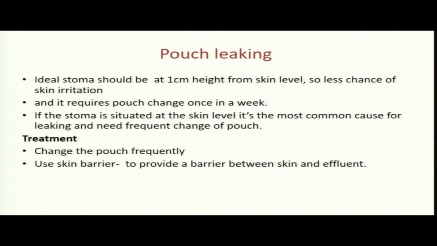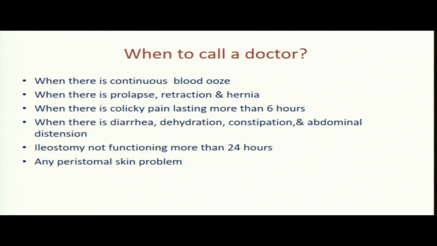If we can see a pouch leaking, the ideal stoma should be at 1 centimeter height from the skin level. So, there is less chance of skin irritation, and it requires pouch change once in a week. If the stoma is situated at the skin level, it is the most common cause for leaking and needs frequent change of pouch. What would be the treatment for pouch leaking? Change the pouch frequently. Use skin barriers to provide a barrier between the skin and the effluent.